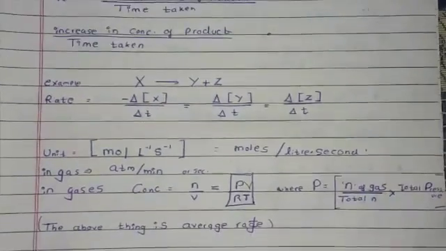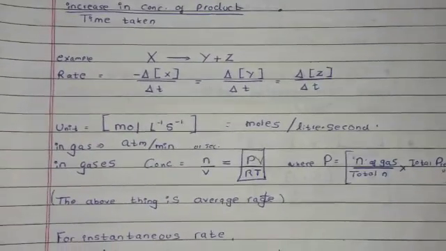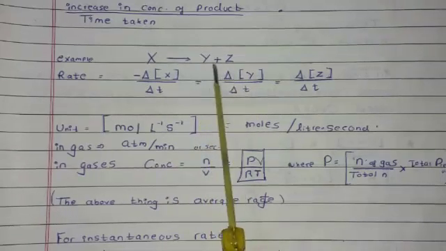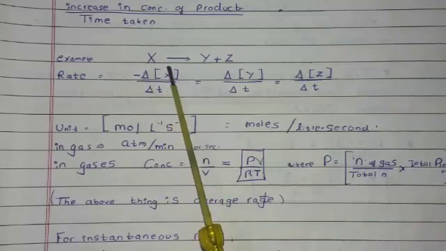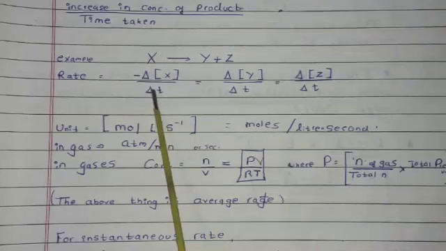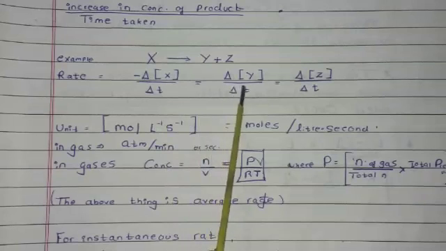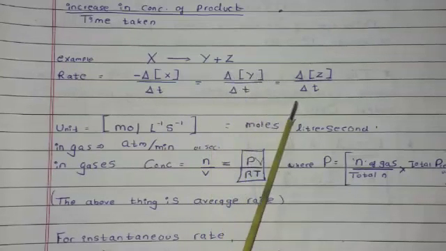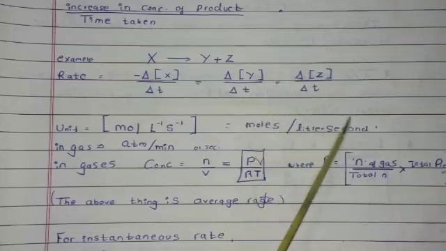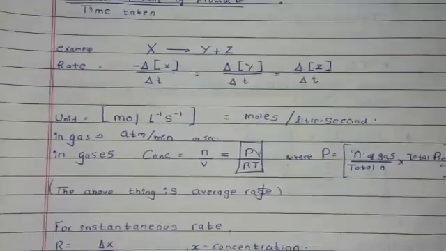Let's take an example for better understanding. Let's see, we have an example, any arbitrary element X becomes Y plus Z. Then since X is disappearing, we give the negative sign, that is minus of change in concentration of X upon change in time equals plus change in concentration of Y upon change in time, which equals change in concentration of Z upon change in time. So simple, right? Now what are its units?